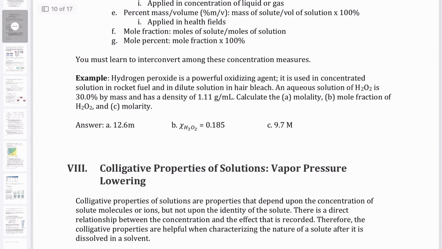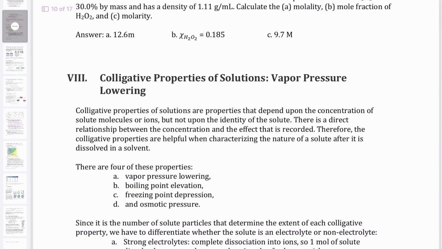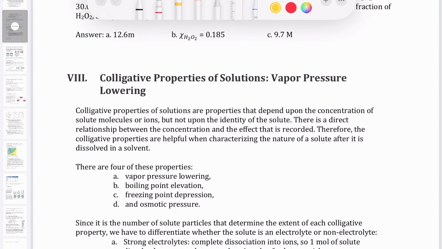So we just learned how to calculate different measures of concentration. Now we're going to use that information to help us understand something called the colligative properties of solutions. It turns out that when you mix a solvent with a solute, there are certain properties that appear in the solution that change compared to how those properties look in the solvent. These are what we call colligative properties: properties that depend only on the concentration of the solute molecules but not on the identity of the solute.